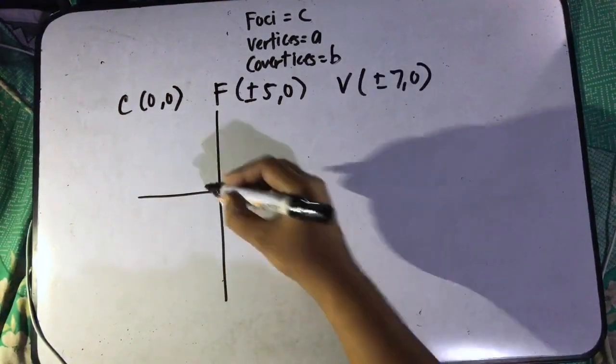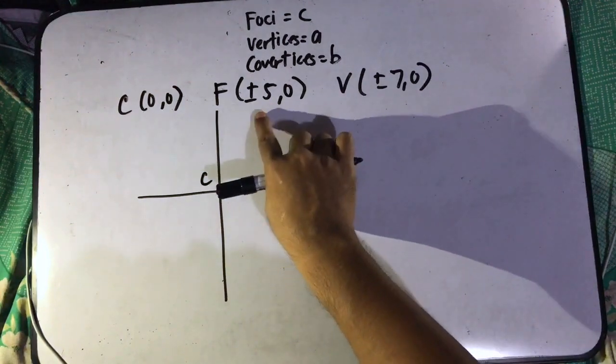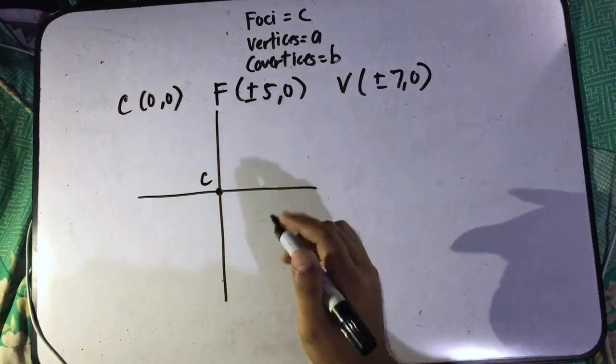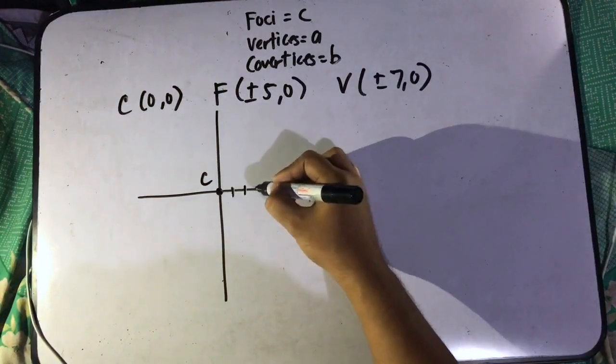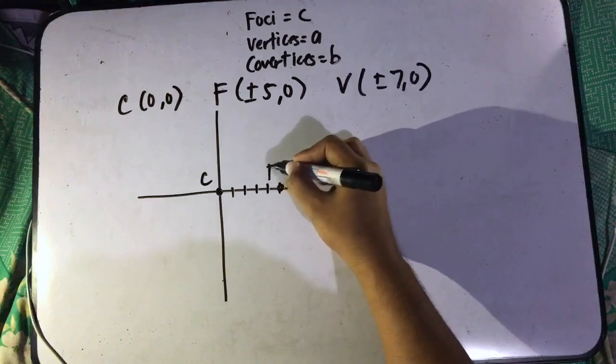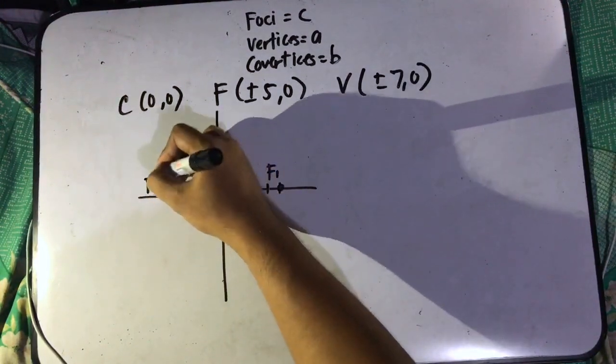So saan daw siya located? The center is located at the origin, so that is the 0, 0. And the foci are located at plus minus 5 and 0. Ibig sabihin, plus minus 5 and 0, it is on the horizontal. So 1, 2, 3, 4, 5. We call this F1. 1, 2, 3, 4, 5. We call this F2.